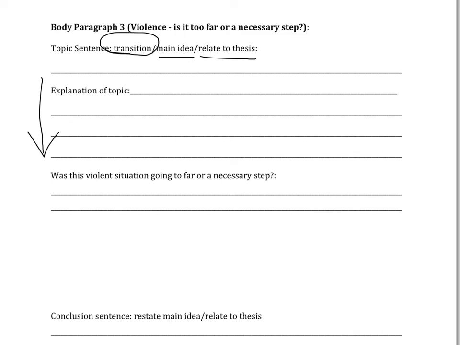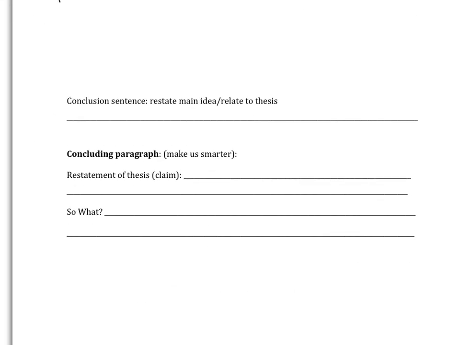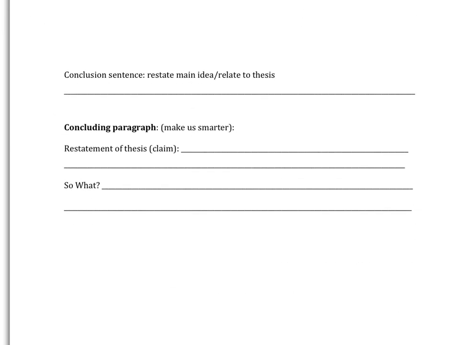Explain the topic in several sentences. Explain, this is the argument part right here. Was this violent situation of Harper's Ferry, for example, going too far? Or was it a necessary step? And then obviously a conclusion sentence like we did in body paragraph 2.